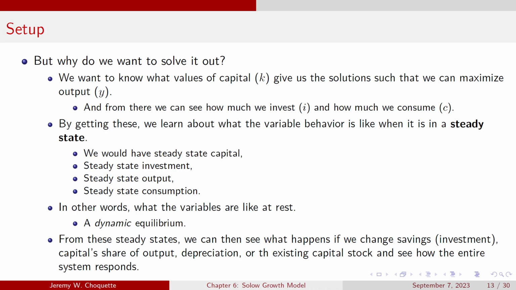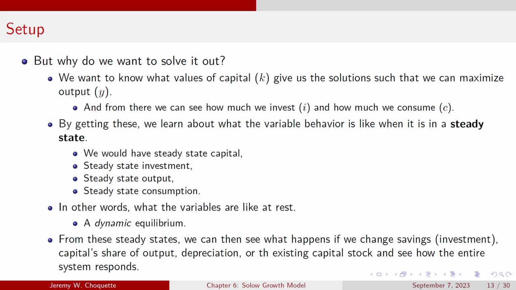So why do we want to solve it out, aside from wanting to get a good grade in this course? Well, we want to know what values of capital will give us solutions such that we can maximize output. And from there, we can see how much we invest and how much we consume. By getting these, we learn about what the variable behavior is like and what it's like in a steady state. What is a steady state? Essentially, a steady state is like a dynamic equilibrium. Think of it like the variables are at rest over time. They're not changing over time, right? We can get it into that nice steady state.